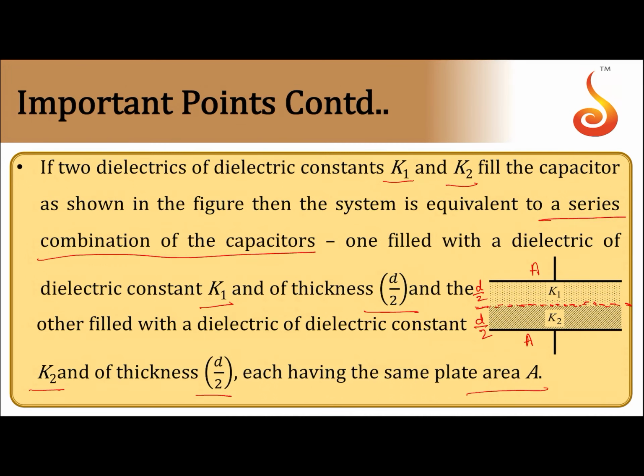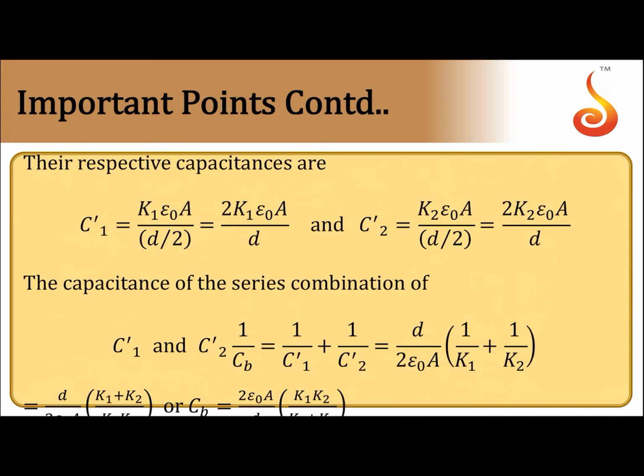In the earlier case, A got divided, D was the same for both. Here D gets divided, A is the same for both. Then what happens? So the first one will have capacitance K1 epsilon naught A divided by D by 2, that will become 2 K1 epsilon naught A by D. Similarly, C2 will become 2 K2 epsilon naught A by D.